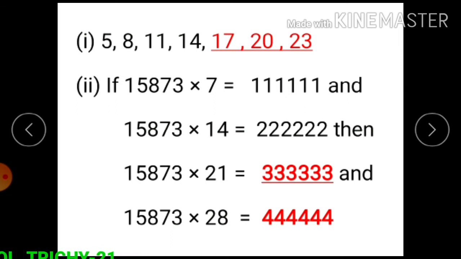So now, 15,873 multiplied by 21 is equal to 3,33,333, and 15,873 multiplied by 28, we get 4,44,444. So when 15,873 is multiplied by multiples of 7, we get a similar pattern.